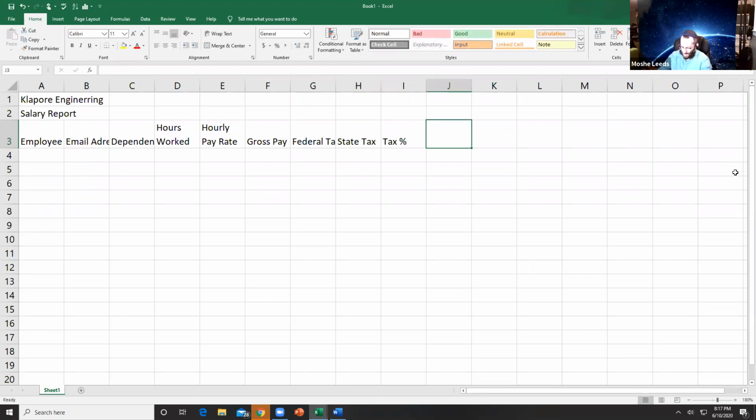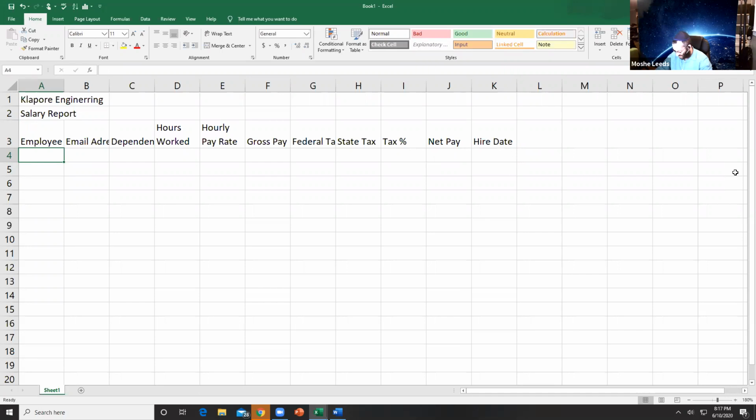Then in J3, I'm going to type net pay. And in K3, I'm going to type hire date. Okay, so what you should be looking at is on row 3, you have the cells filled from A to K. If you have A to K on row 3, we're all on the same page here. Now we're going to move back to cell A4.